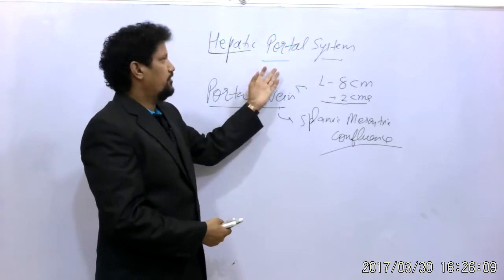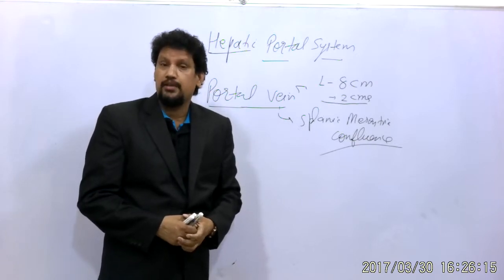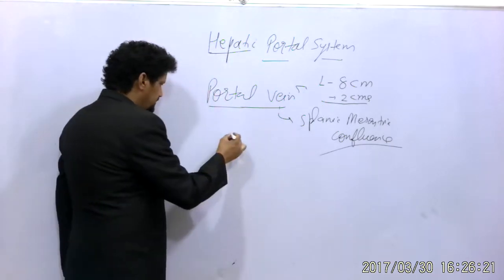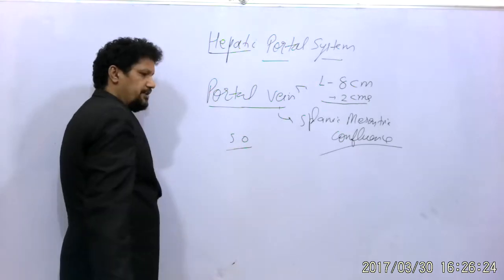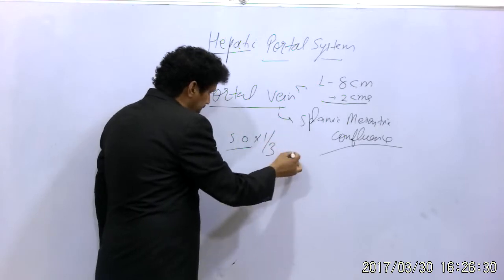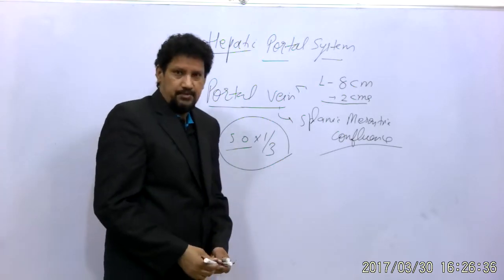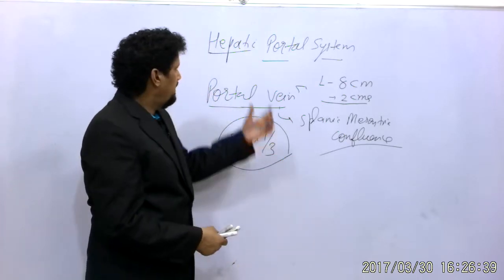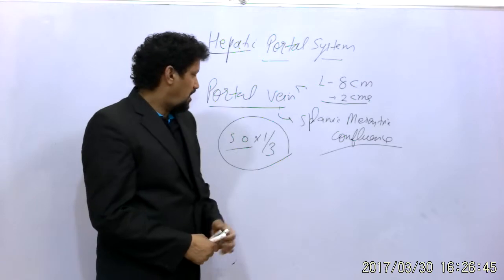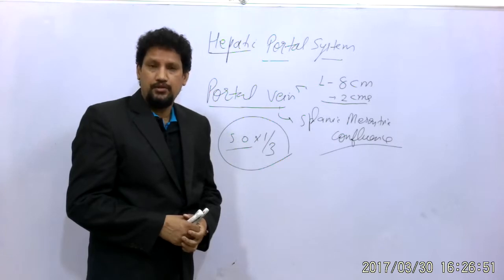This hepatic portal system can accommodate up to one third of the total body blood volume. So, out of around 5 liters, one third of this 5 liter volume of blood can be held by this hepatic portal system at a given time. Besides this accommodation of blood, this system also provides nutrition to the liver.